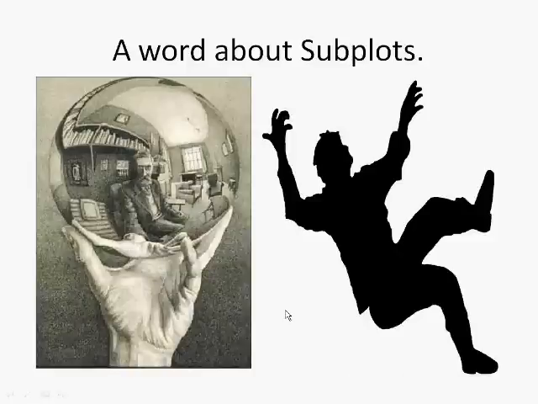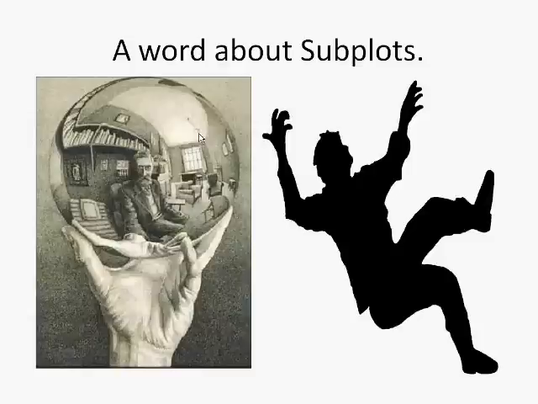Right, quick word about subplots, as represented by the image on the left. They mirror the main plot. Okay, they amplify the themes of the main plot, and they show the world in which the play is taking place, which again reflects on the values and ideas in the main plot, and they make us look at the themes from a new perspective. The fallen man on the right is because sometimes you find that the main characters have parallel actions going on in the subplot that makes us think about their main mistakes or their actions. So we see minor characters like servants doing similar things to the main character in the play, and that makes us look at the main character's actions in a new way.